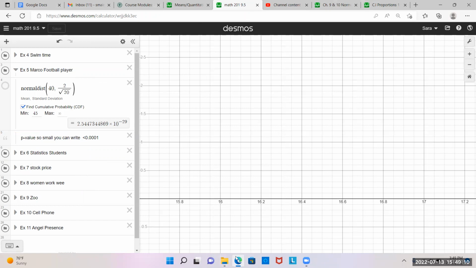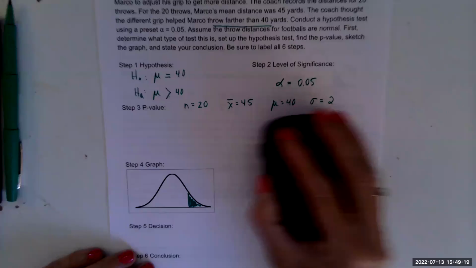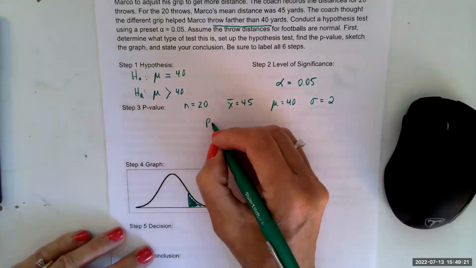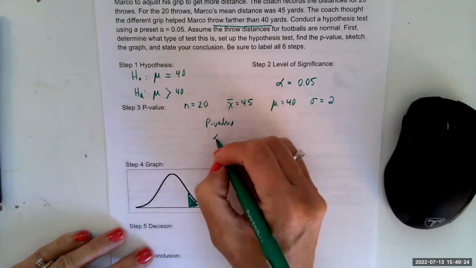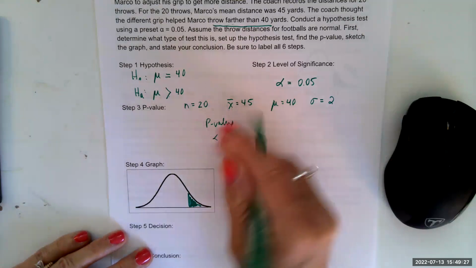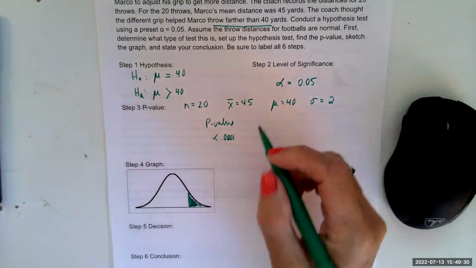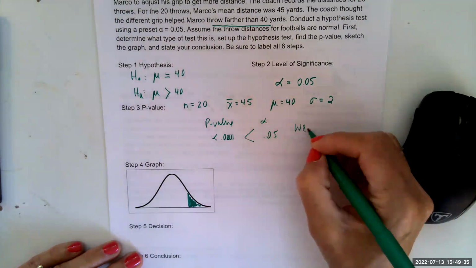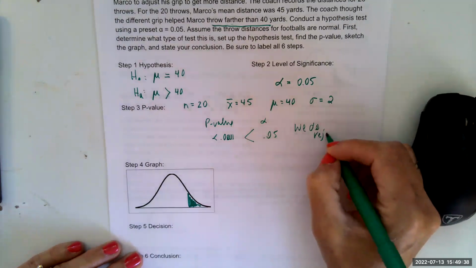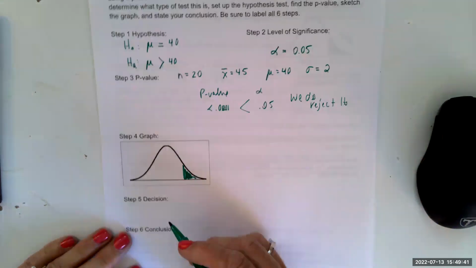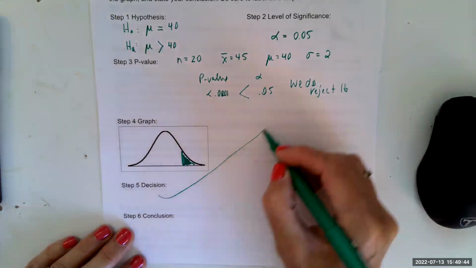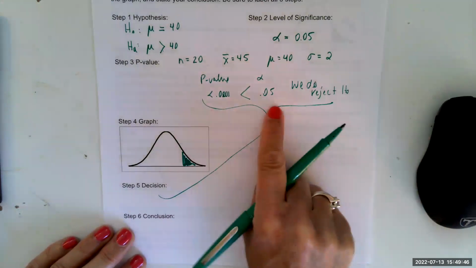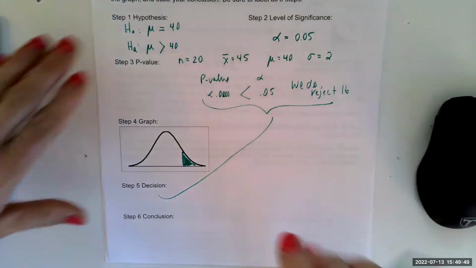So let's go back to our paper here. Okay, so our p-value is less than 0.0001. It's so small that you can just write this, and you know it's going to be less than the 0.05, the alpha. So we do reject H0. I just wrote everything we need for the decision right here: comparing the p-value to the alpha, and then we do reject H0.